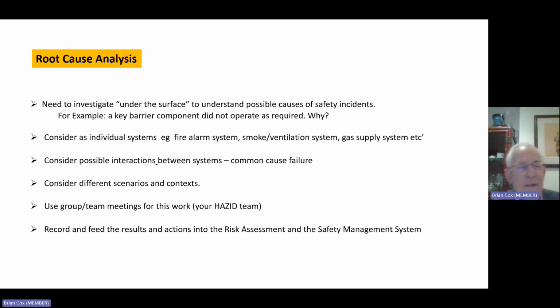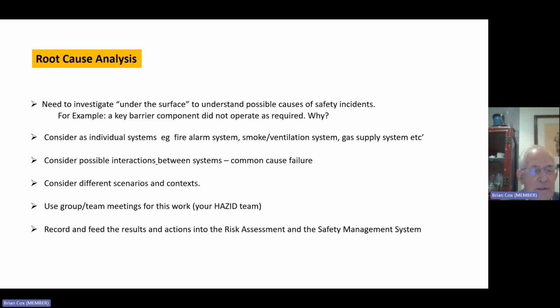We need to investigate under the surface to understand possible causes of safety incidents. For example, a key barrier component did not operate as required. Why? Consider individual systems, such as the smoke ventilation system, but also consider possible interactions between systems. This could lead to common cause failure.